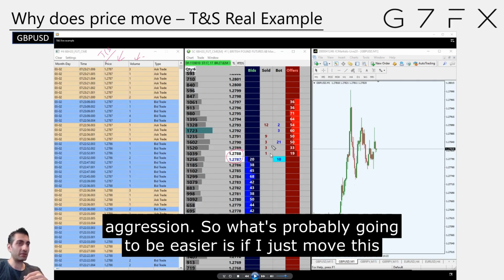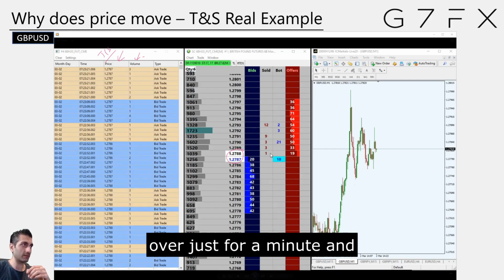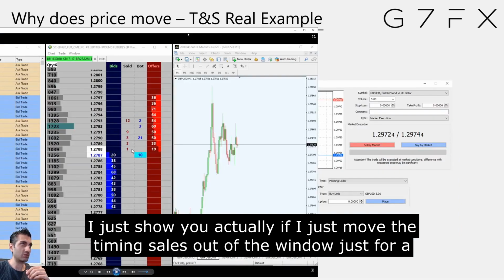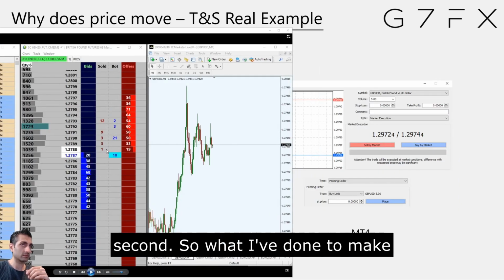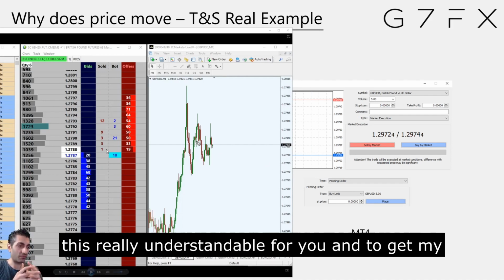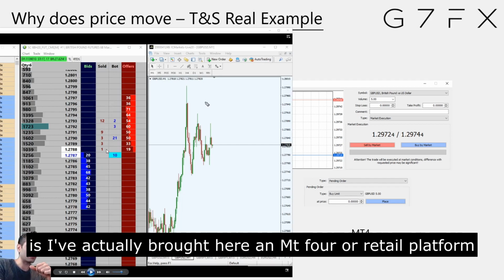So what's probably going to be easier is if I just move this over for a minute, and I'll just show you actually, if I just move the time and sales out of the window for a second. So what I've done to make this really understandable for you and to get my point across and why we are so focused on the futures market is I've actually brought here an MT4 or retail platform, MetaTrader 4.